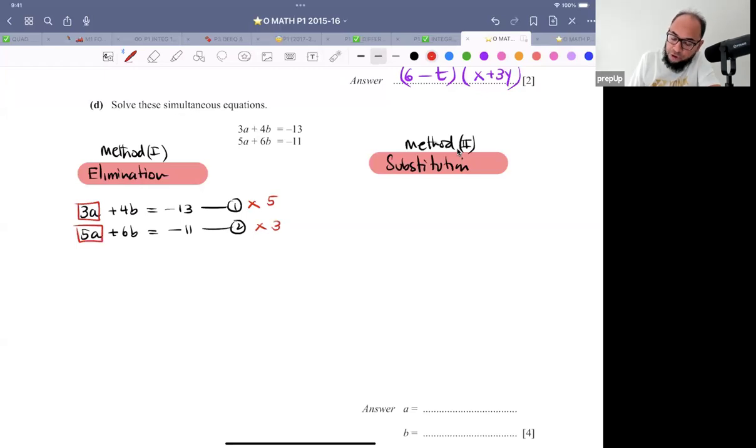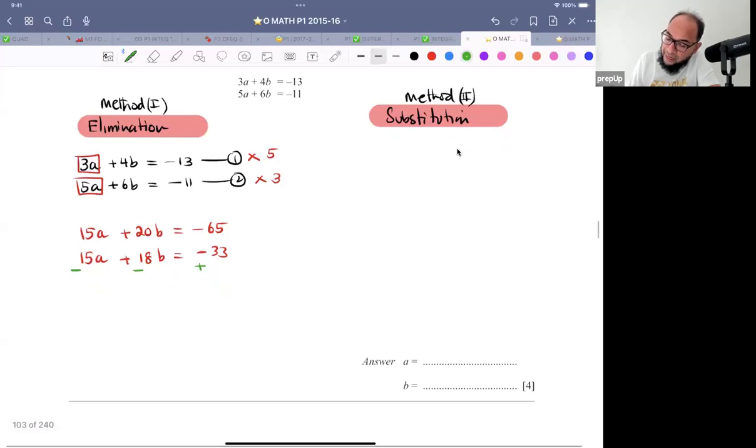multiply with 3 so that the coefficients are the same. So 5 into 3, 15a, 5 into 4, 20b, 5 into negative 13, negative 65. 3 into 5, 15a, 3 into 6, 18b, 3 into 11, negative 33. Now change the sign and add. I could have multiplied with a negative 3 also.